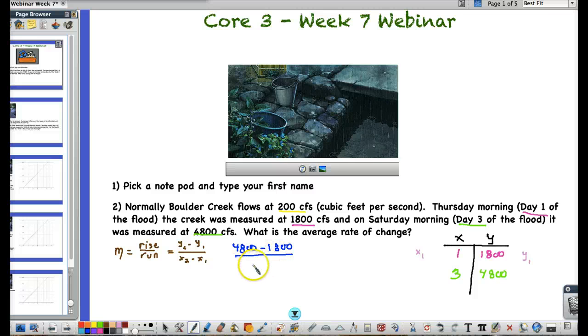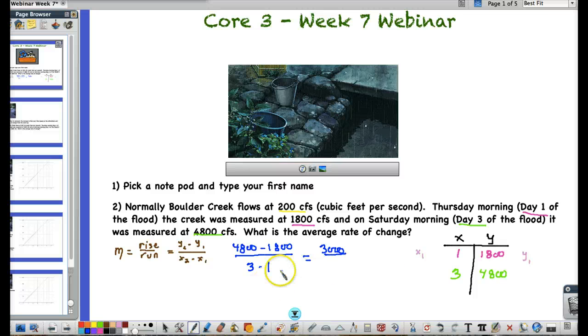That's going to be my rise. And then I'm just going to do the same thing for the x's. So 3 minus 2. That would be x2 minus x1. So when you subtract, you get 3,000 over 1. So my average rate of change is 3,000. Oh, wait, what's 3? Oh, sorry, you guys, I wrote that wrong. Sorry, let me erase. It's actually not over 1 because it's not a 2 down here. Sorry, make you guys erase. It's 3 minus 1, right?